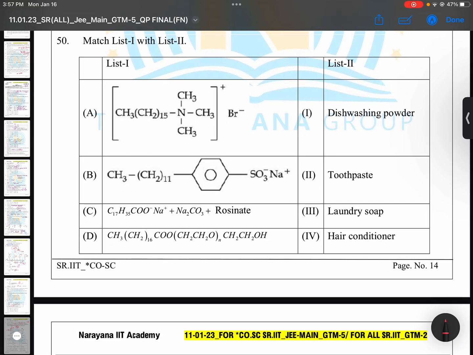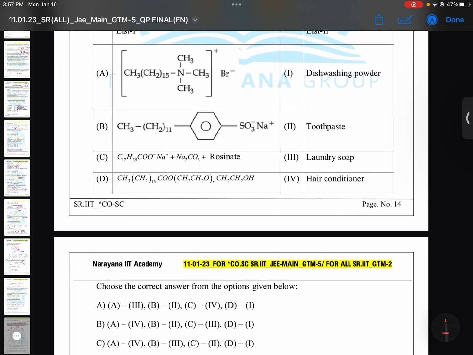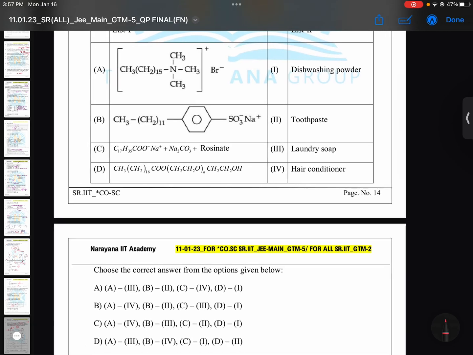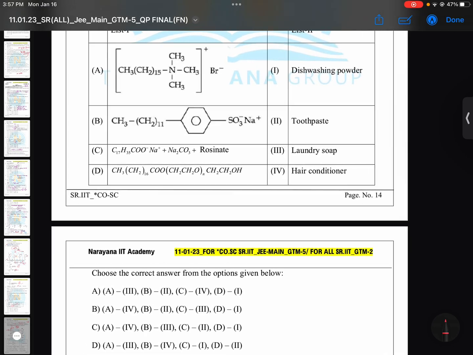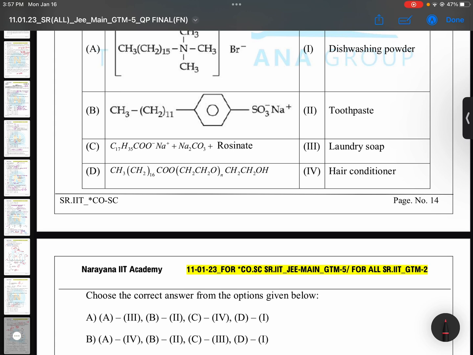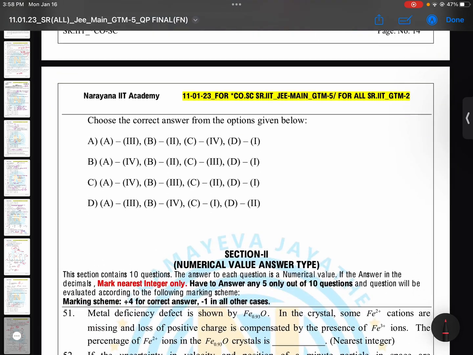Chemistry in everyday life. You need to remember this. Options: hair conditioner, toothpaste, laundry soap, dishwash. Memory, complete memory.